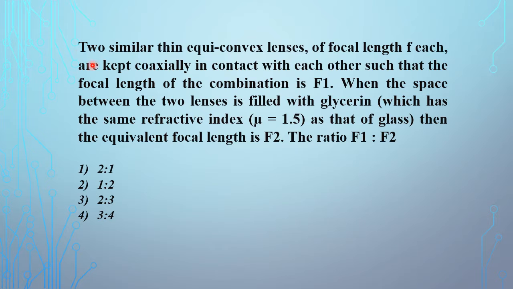So here the question is: two similar thin equi-convex lenses, each of focal length f, are kept coaxially in contact with each other such that the focal length of the combination is capital F1. When the space between the two lenses is filled with glycerin, which has the same refractive index as that of the glass, then the equivalent focal length is capital F2. What would be the ratio between the combination without glycerin F1 divided by the combination with the glycerin F2? This is the ratio we are going to evaluate now.